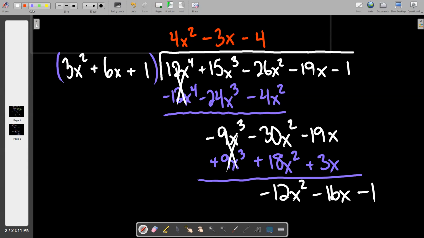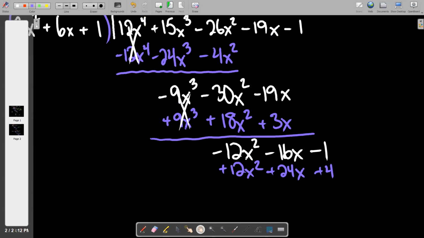So the first one would be -12x squared. I write plus 12x squared. The next one would be -24x, so I write plus 24x. And the last one would be -4. I write plus 4. And now let's see how we do as far as a remainder is concerned. So let's cross off the part that we know is going to go, and whatever's left is left. How many x's do we get?